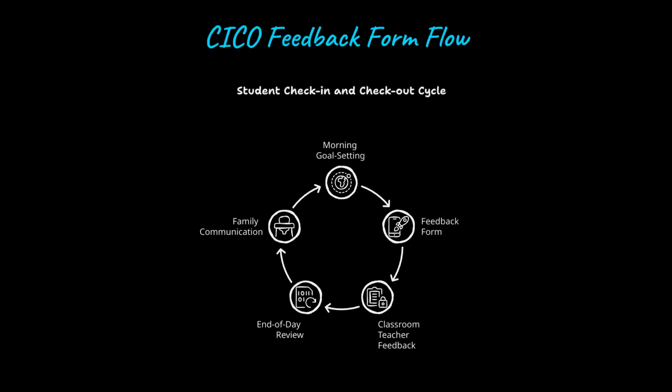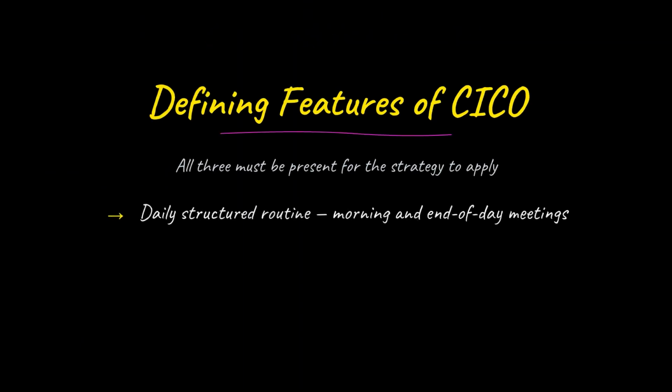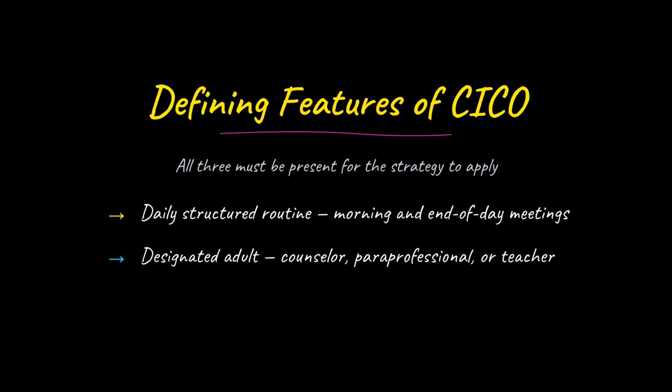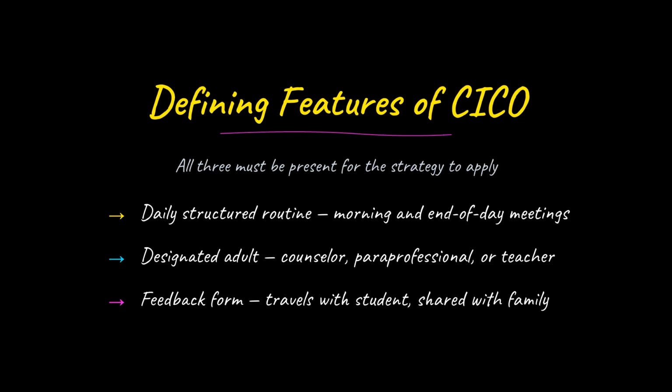The feedback form is the thread that connects each part of the day, but the mechanism that makes the strategy effective is the consistent, caring relationship with a designated adult who notices the student every single morning and afternoon. 3 features define the strategy: the daily structured routine, the designated adult who commits to consistent contact, and the feedback form. Informal encouragement from a teacher or a school-wide behavior expectation without these elements does not constitute check-in and check-out.